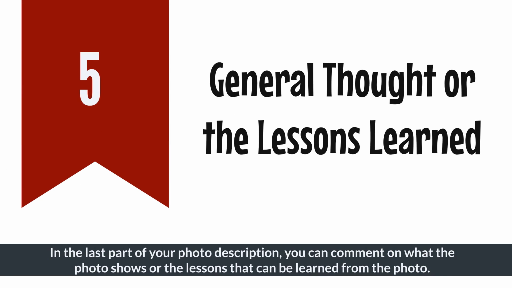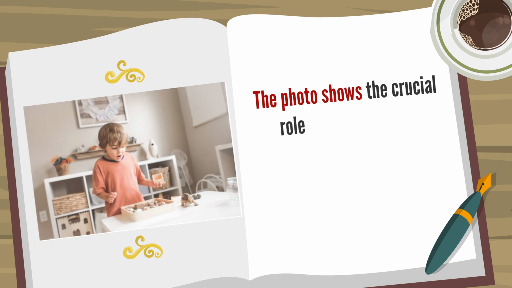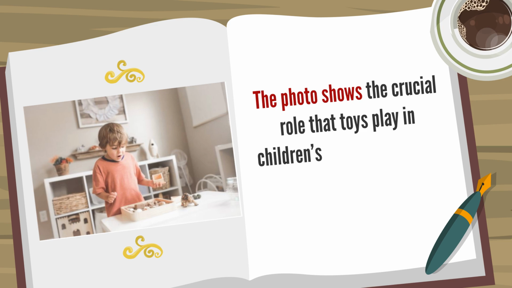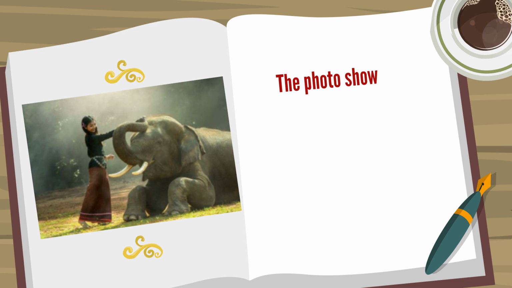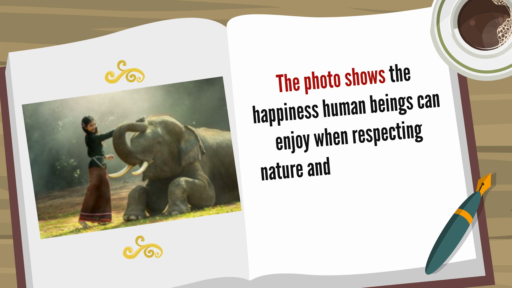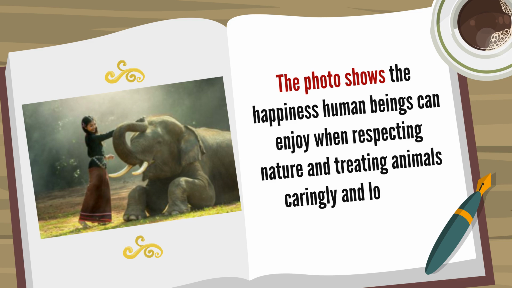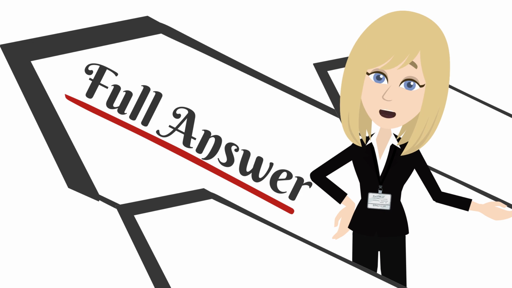In the last part of your photo description, you can comment on what the photo shows or the lessons that can be learned from the photo. For example, you can say, the photo shows the crucial role that toys play in children's psychological and mental development. The photo shows the happiness human beings can enjoy when respecting nature and treating animals caringly and lovingly. Let's now see how a full answer will sound like.